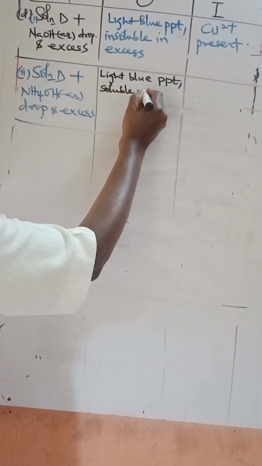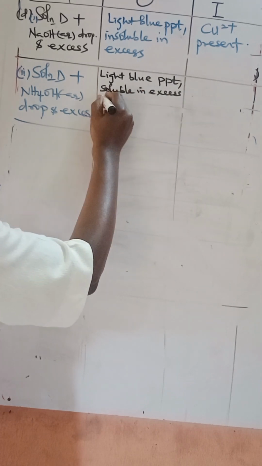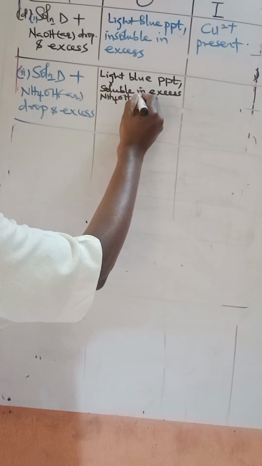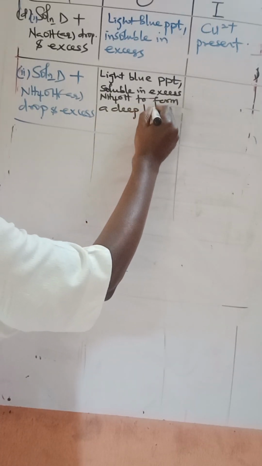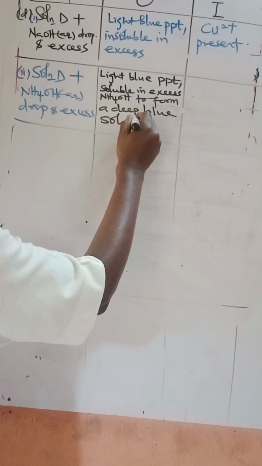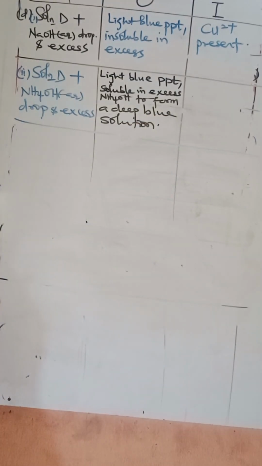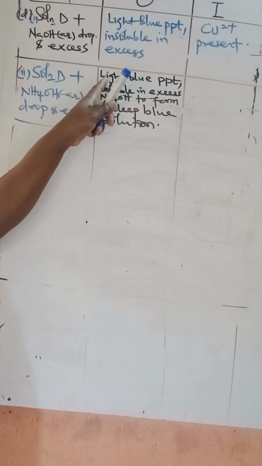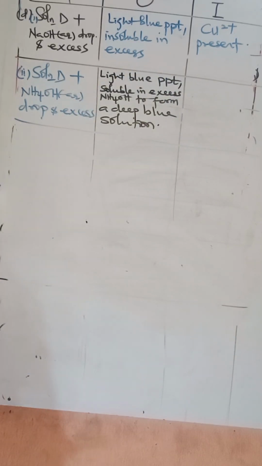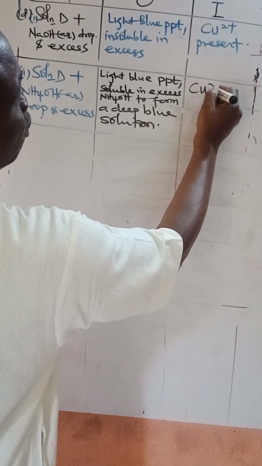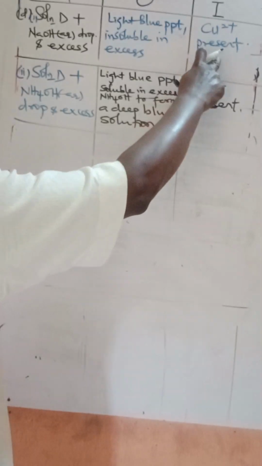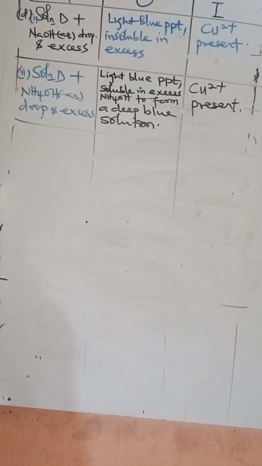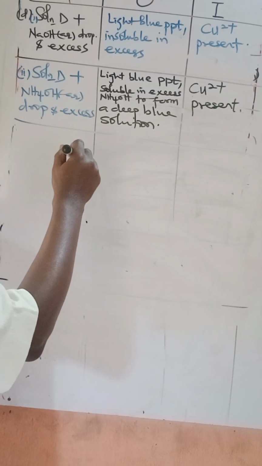Soluble in excess ammonium hydroxide to form a deep blue solution. So in essence, the precipitate will dissolve. Not only will it dissolve, the color will change from light blue to deep blue. That is another confirmation that copper 2 ion is present. So you can use this to test for copper 2 ion, or use sodium hydroxide. So that is about copper 2.